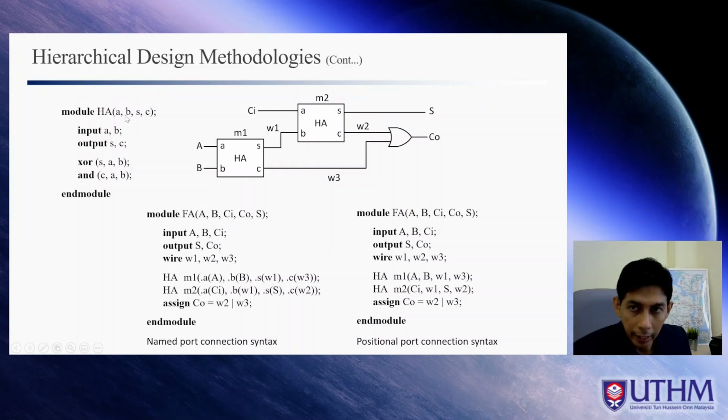And look at the second one, M2. M2, this A connects to CI. So we have CI first. You cannot put W1 first, cannot. Position must be correct, the same as this one. Next, B connects to W1, so we have W1 here. S connects to the big S, capital S here. And the last one is C connects to W2, so we have W2.